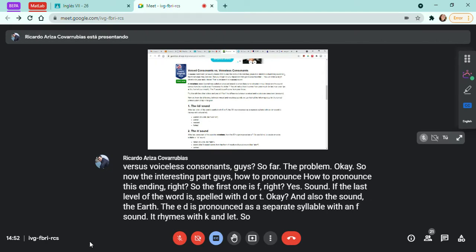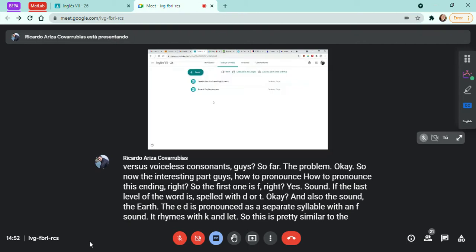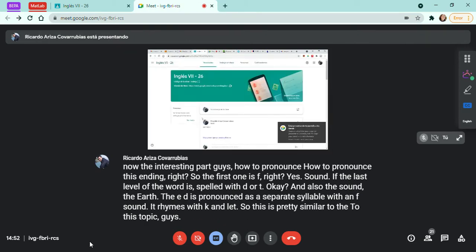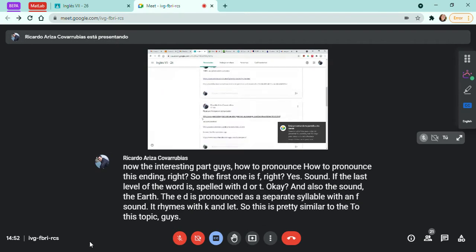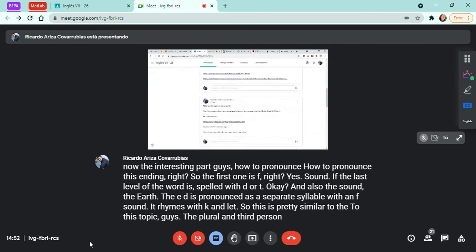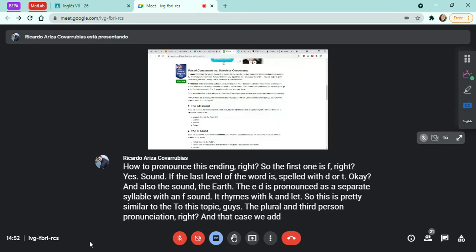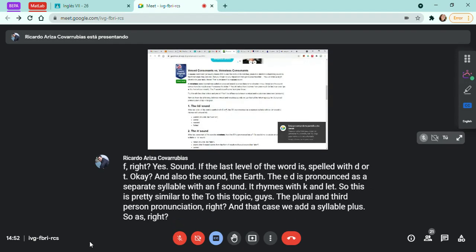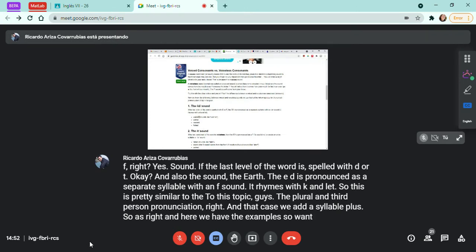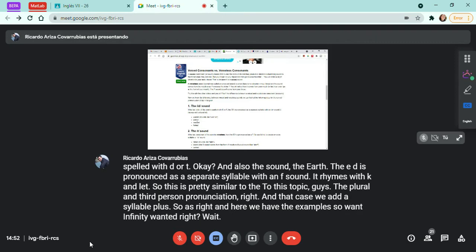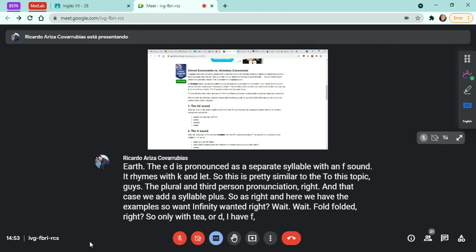So this is pretty similar to this topic, guys. The plural and third person pronunciation, right? In that case, we add a syllable plus z, so es, right? And here we have the examples. So want, infinitive, wanted, right? Wait, waited. Need, needed. Fold, folded, right? So only with T or D, I add ed, okay?